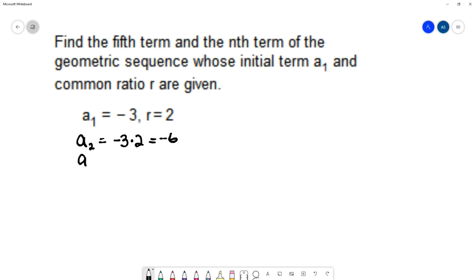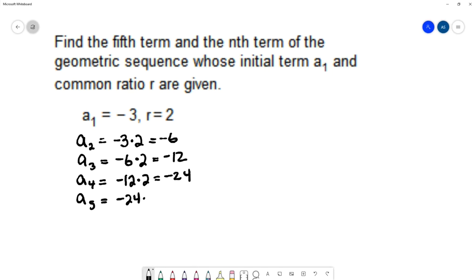I can keep doing this process until I get to the fifth term. So a sub 3 will be the second term times the common ratio, and that's negative 12. The fourth term will be the third term times the common ratio. Negative 12 times 2 is negative 24. And the fifth term, that's the one we are looking for, is the fourth term, negative 24, times the common ratio, and that's negative 48.